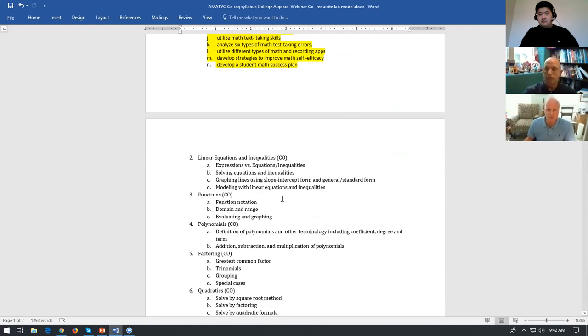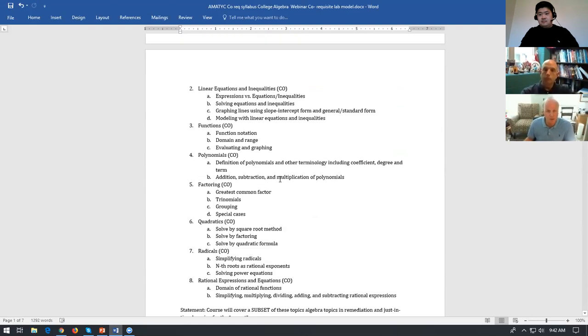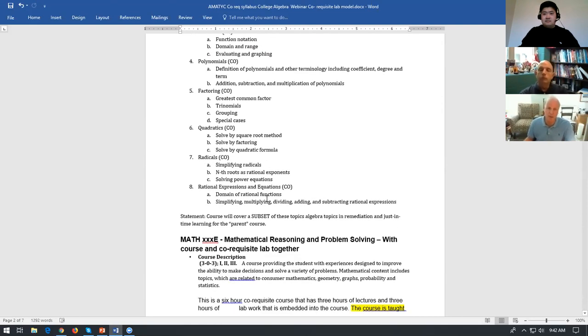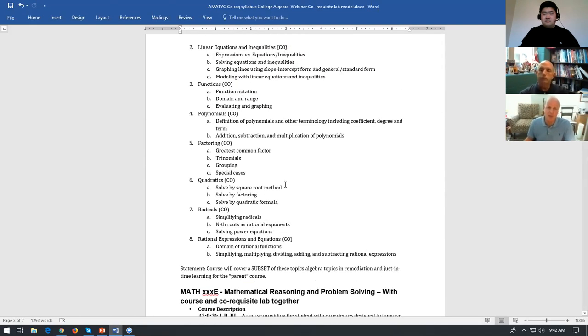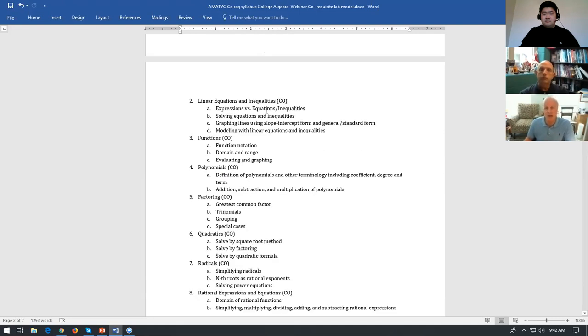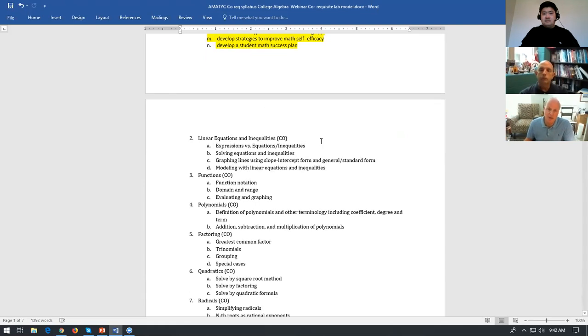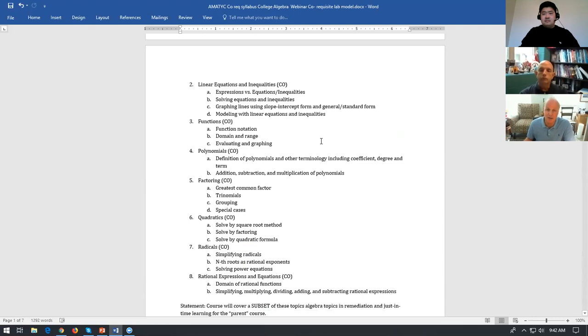Expressions versus equations and inequalities. It took us a while to figure this out. We're going to teach polynomials. We're going to go down to quadratics. This is answering that person's question, I'm pretty sure. We're going to do radicals. This is what we're going to do. So the idea is we have that designed here in the co-req, and they basically get a grade for it. We're going to test them. It's going to work out fine if we can get into this and help them out. So now you're getting a little idea of what the design looks like.